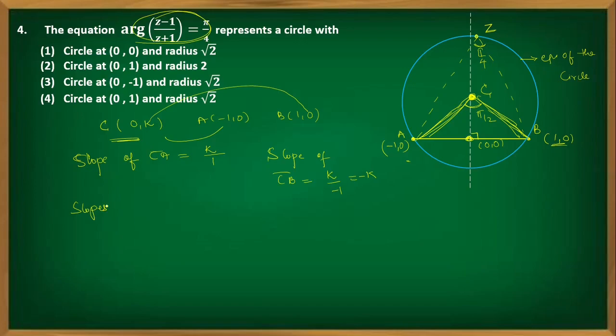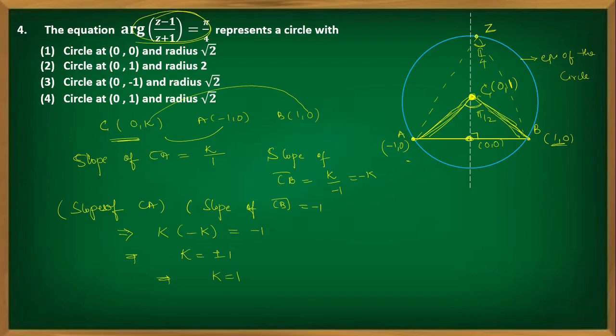So slope of CA into slope of CB is how much? Minus 1. So this implies the slope of CA is k, the slope of CB is minus k, and the product is equal to minus 1. If you solve it, you will get k equal to plus or minus 1. So here actually k is equal to 1, that is (0, 1). So the center of the circle is (0, 1).